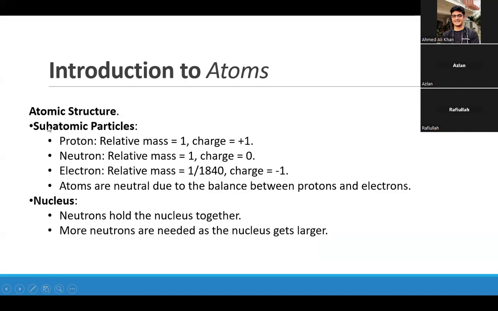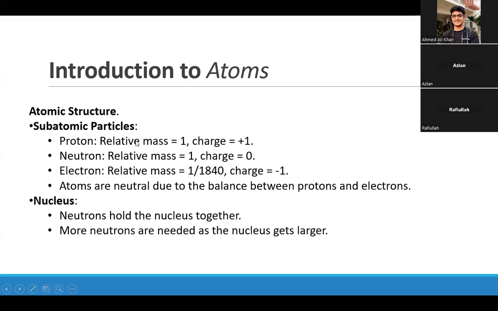So, as we talked about earlier, the atom consists of subatomic particles like protons and neutrons, which make up the nucleus, and we have electrons which are orbiting the nucleus. You need to know the relative mass and the charge that each of these subatomic particles carry.